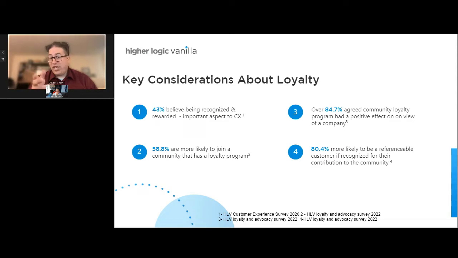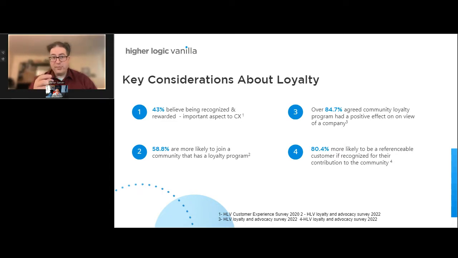And almost 85% agreed that a community loyalty program had a positive effect on the view of the company. So if someone sees that there is a loyalty program and it's part of it, it's something that's actually a positive. And most importantly, its impact for your business growth.